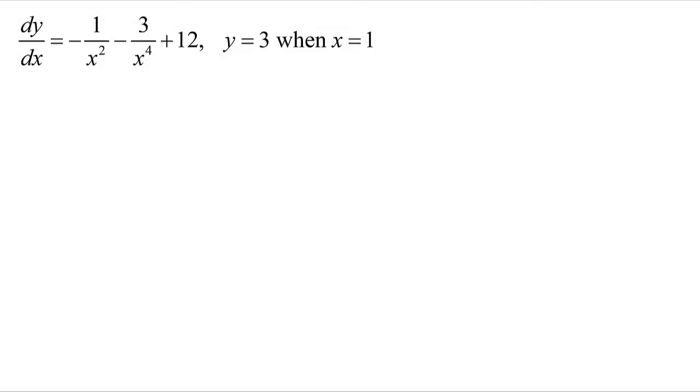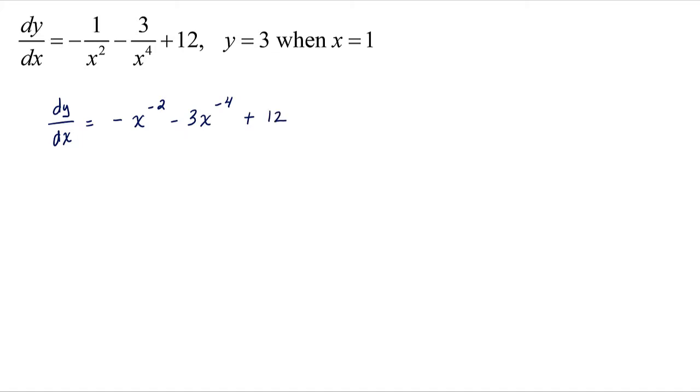So we have our given information: dy/dx is equal to negative 1 over x squared minus 3 over x to the 4th plus 12, and we also know that y is equal to 3 when x is equal to 1. To help with the anti-differentiation, let's rewrite our derivative using negative exponents. dy/dx can be rewritten as negative x to the negative 2 power minus 3x to the negative 4 power plus 12.